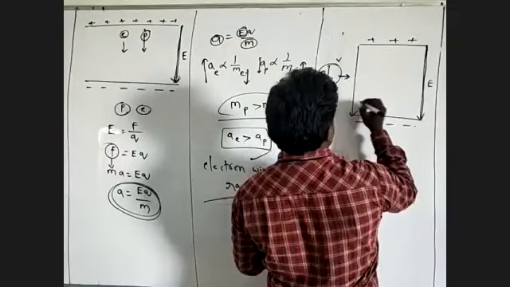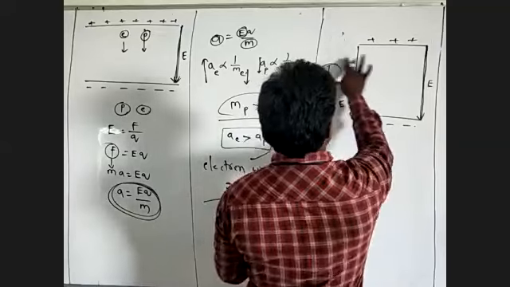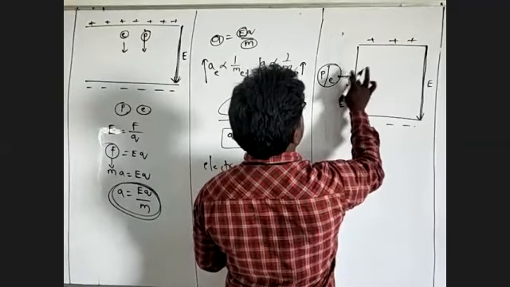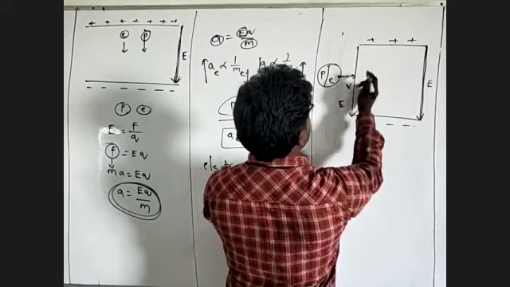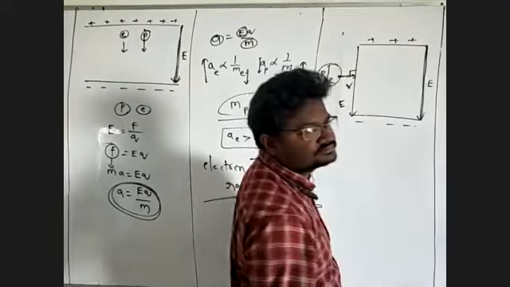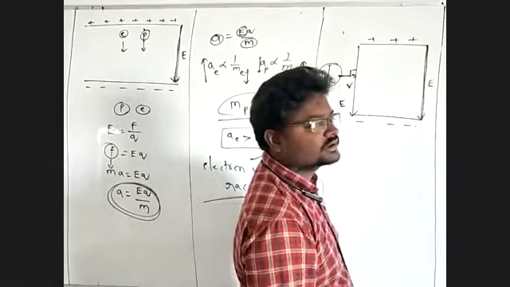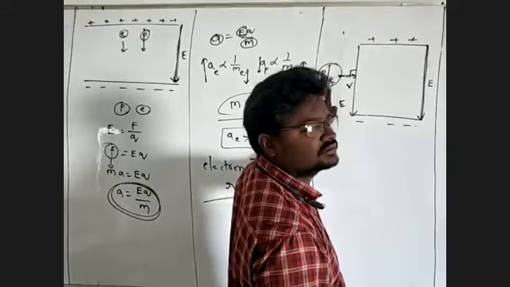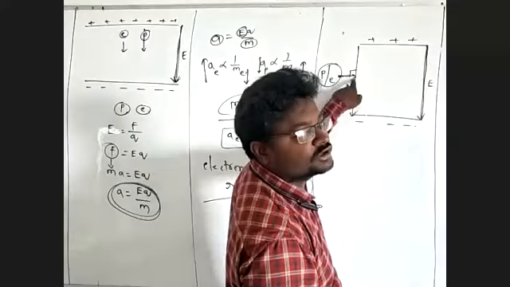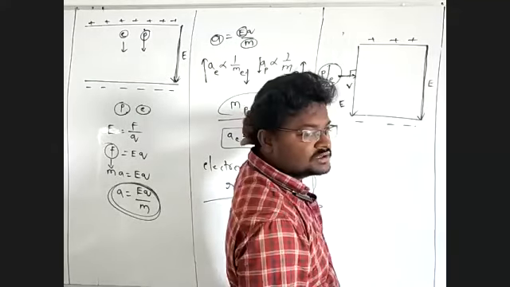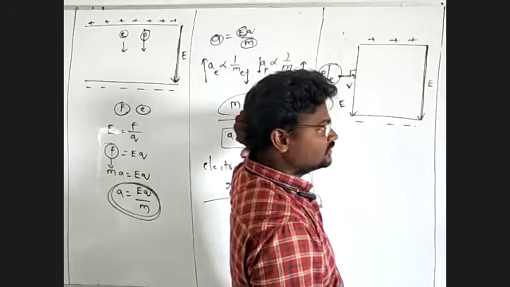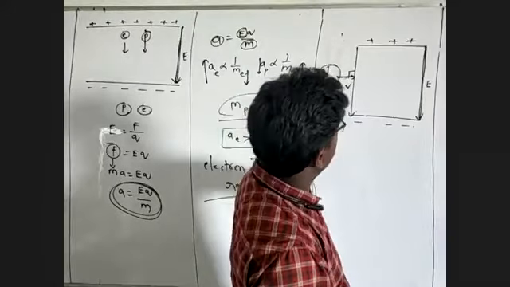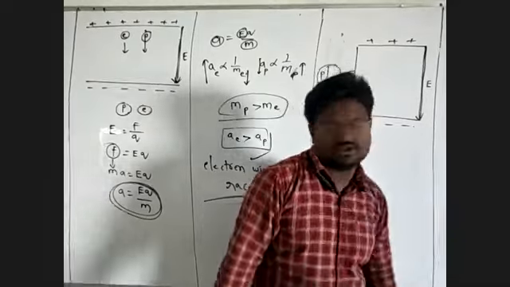This is the direction of the electric field. This is the speed v. You will see the angle between them is 90 degrees. The proton and the electron are projected with speed v perpendicular to the electric field. Which charge will be deviated more?